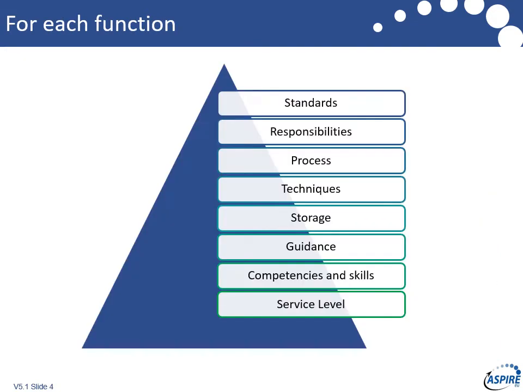Now for each function, we've got to remember there's a bunch of things that need to be done. We need to establish some standards. What are the minimum rules you expect people to follow? Responsibilities: which roles are responsible for it? You might be using RACI or something like that. And then we need to think about developing a process, whether it's a swim lane diagram or whatever you choose to do. Then we've got to think about techniques. So obviously things like estimating benefits have a range of techniques.